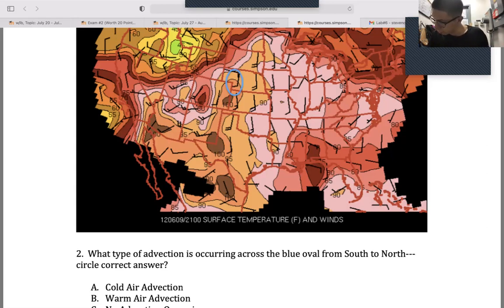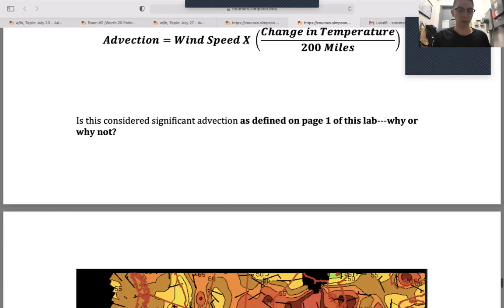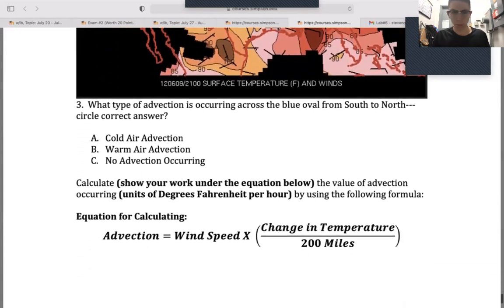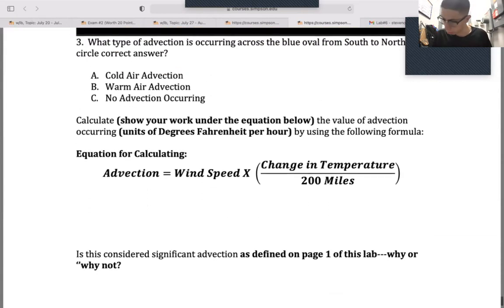And that ends up being significant advection, because we know that we need at least a 0.5 change in temperature per hour to be considered significant advection. So yes, number two is significant advection as well. So now we're off to question number three. Question number three says, what type of advection is occurring across the blue oval from south to north? So again, we're moving from south to north.